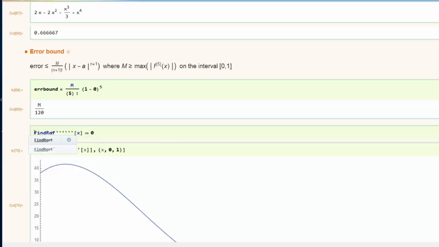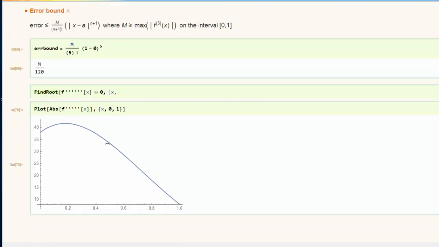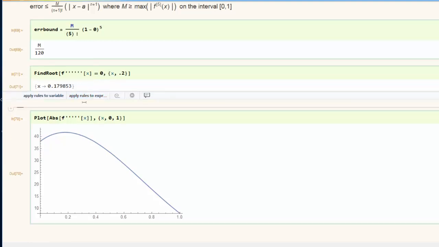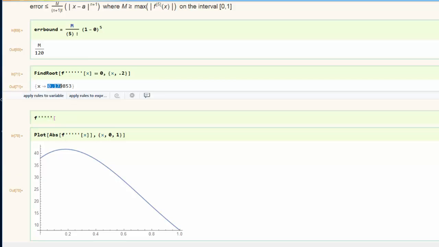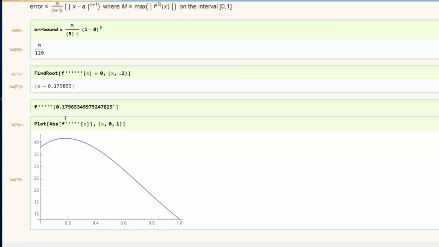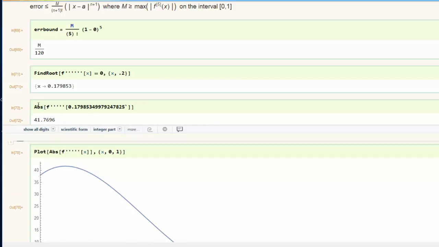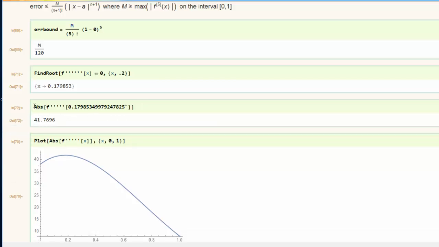To solve this, I'm going to use the find root command to find a numerical solution. And as a starting point for my algorithm, from the graph, I'll choose the value of x equals 0.2. I'll get this for my critical point. Then all I have to do to find the maximum value of my function is evaluate this fifth derivative at that critical point. So I will copy that value, I will paste it down in here, and then I'm trying to find the maximum value of the absolute value of the fifth derivative. So this should be my maximum value, and this should be what I need to use for M.